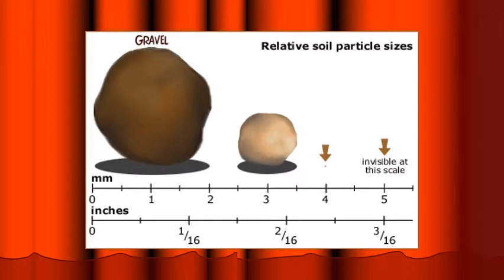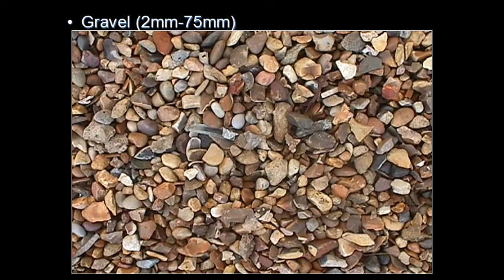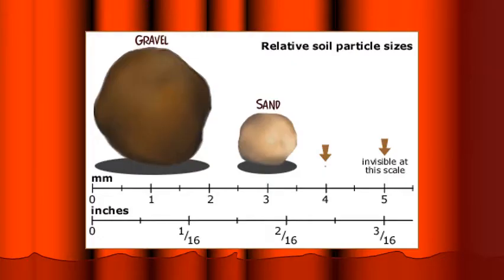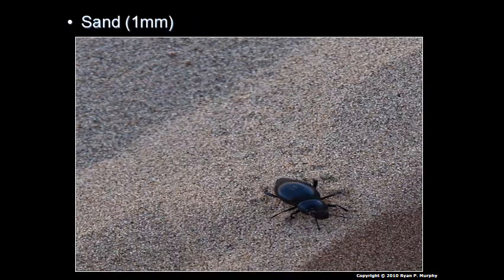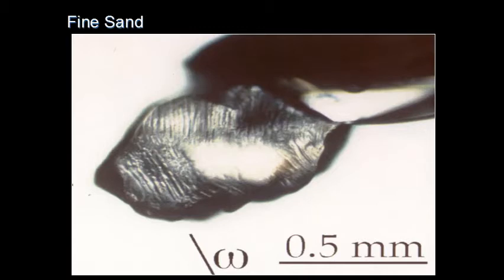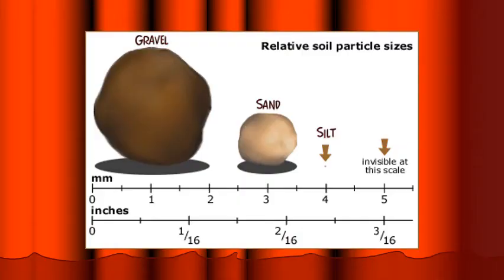So the first one is gravel. Make sure you're filling these in your notes. Gravel looks like that, 2 millimeters to 75 millimeters. The next one is sand. Sand looks like that, about 2 millimeters. Here is some smaller sand of 1 millimeter. Sand comes in different sizes. There's a range. And we have fine sand, which is like 0.5 millimeter. There's a view of some fine sand under a microscope.